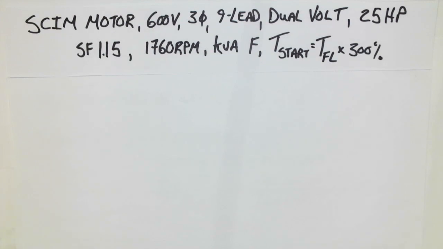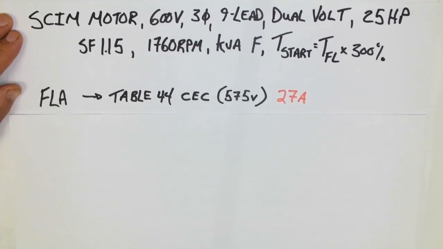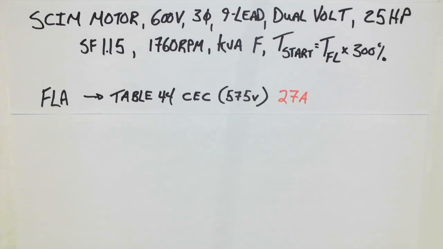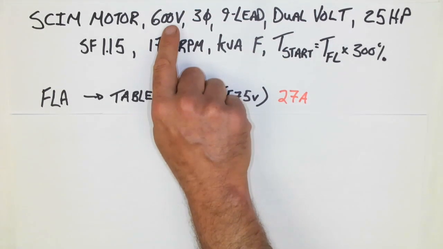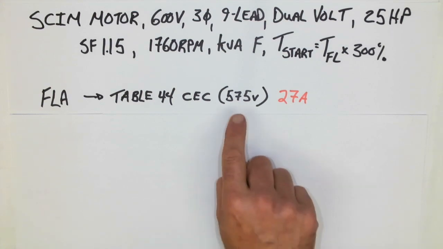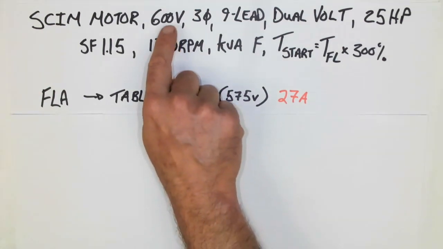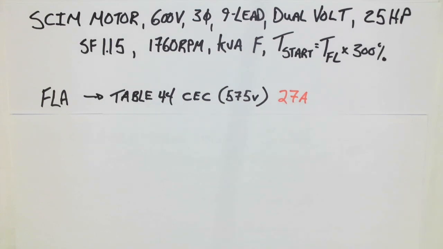Now, the first place we're going to start is the FLA because most things are based on this value of current. The FLA is going to be found in table 44 of the CEC, and you'll notice in the table that the voltage columns that are shown do not line up precisely with the nominal system voltage that we typically reference. Motor manufacturers often, if not always, rate their motors to a slightly lesser voltage value, and this is simply guaranteeing the ratings at the voltage given. So we look at the 575 volt column for a 600 volt motor, and we find an FLA value based on 25 horse of 27 amps.